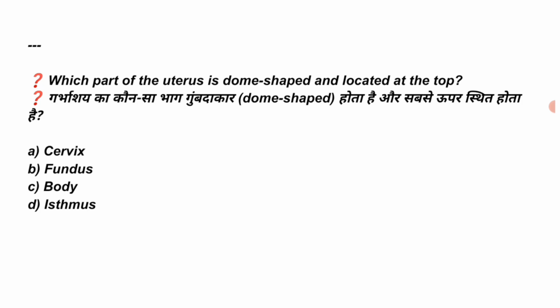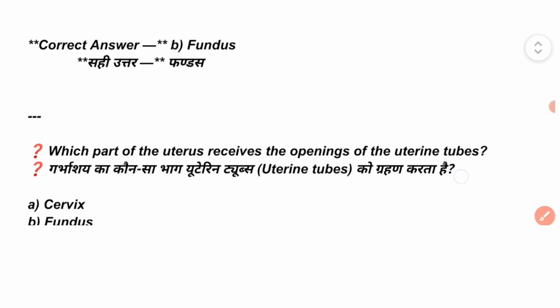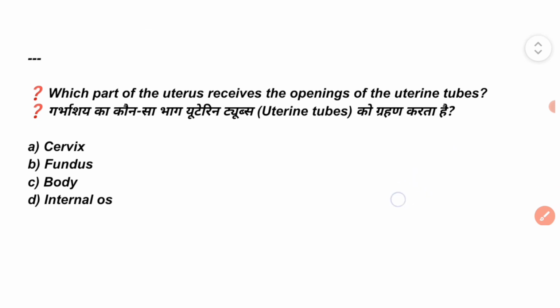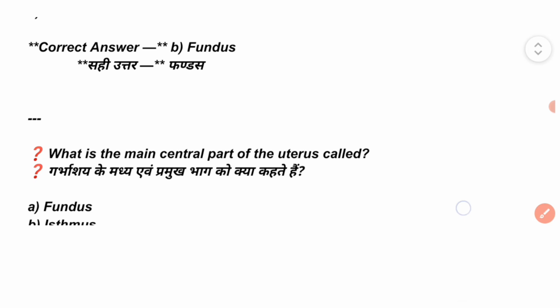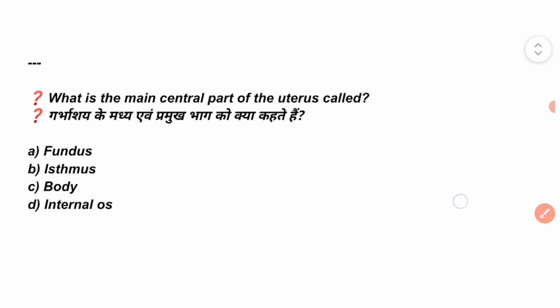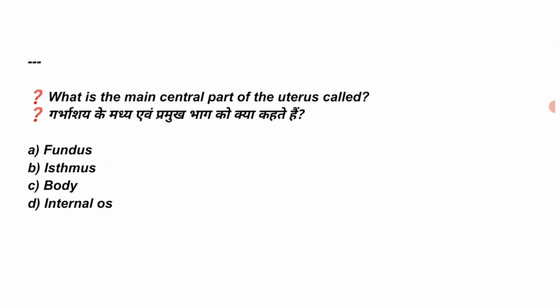The right answer is option B. Fundus. Next question. Which part of the uterus receives the openings of the uterine tube? Right answer is option B. Fundus. Next question. What is the main central part of the uterus called? The right answer is option C.